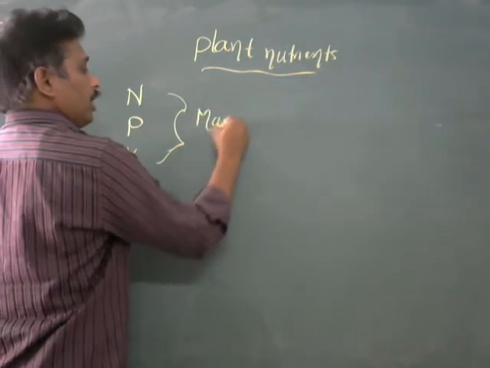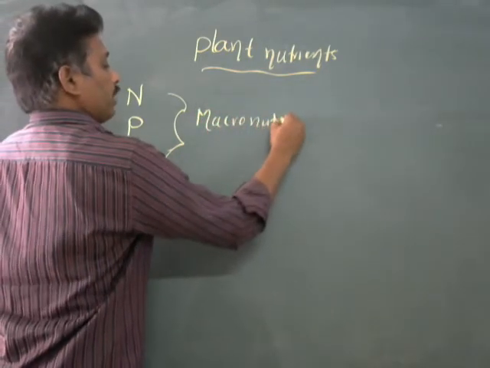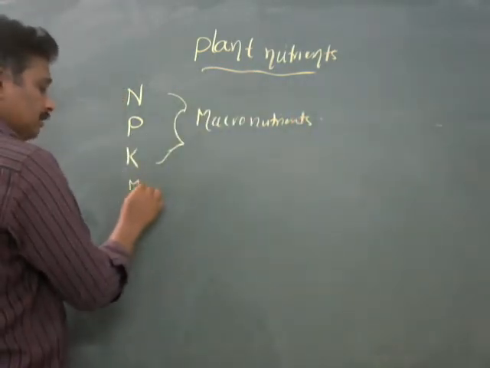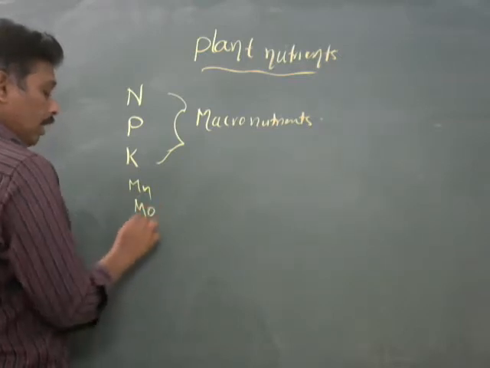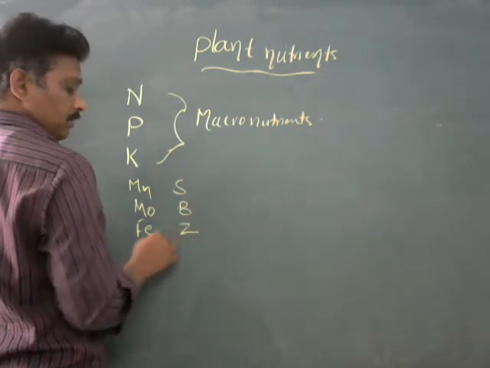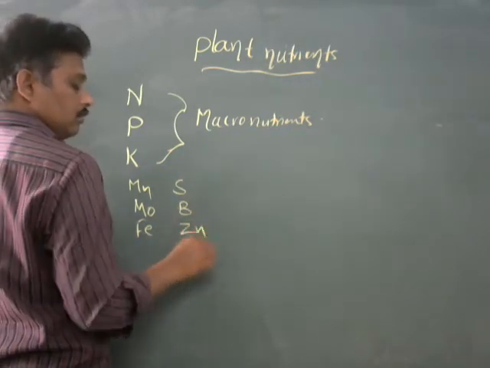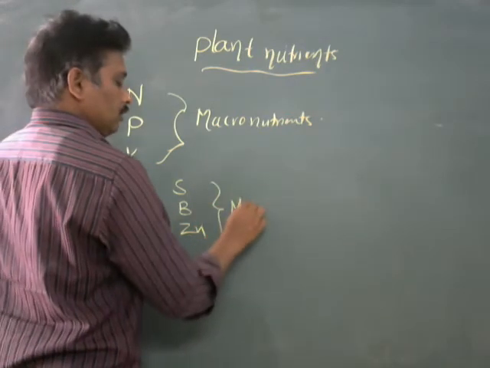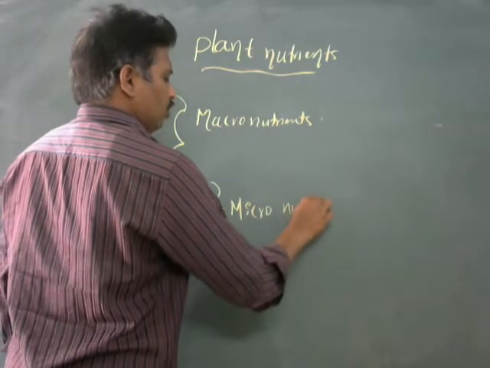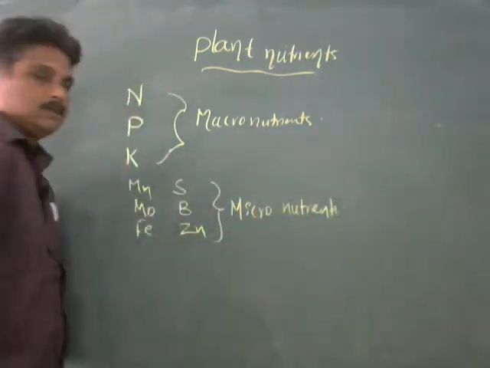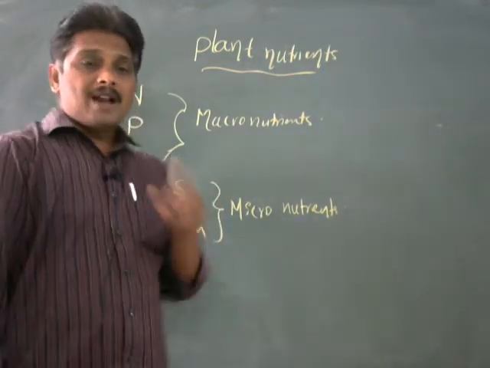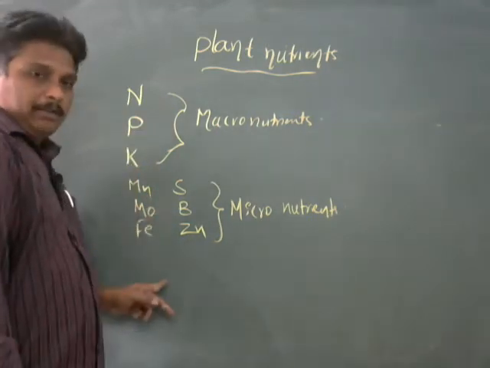That is why they are called macronutrients. And manganese, molybdenum, iron, sulfur, boron, zinc are required in less quantities. These are called micronutrients or trace elements. You know this, just recall this. That means apart from water, carbon dioxide and sunlight, plants also need these elements.